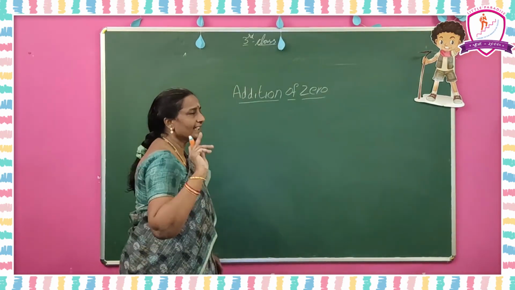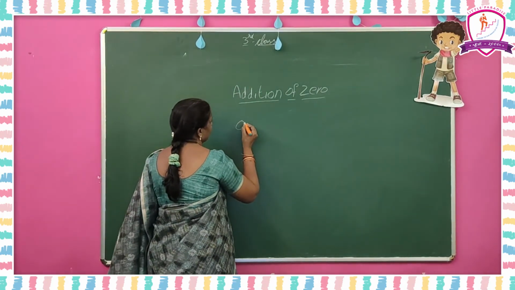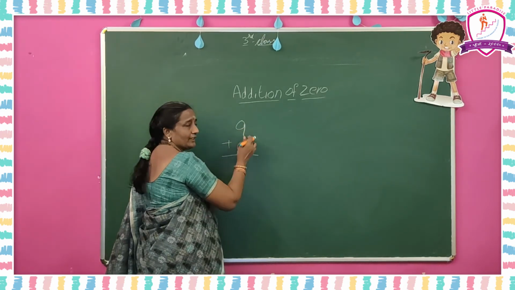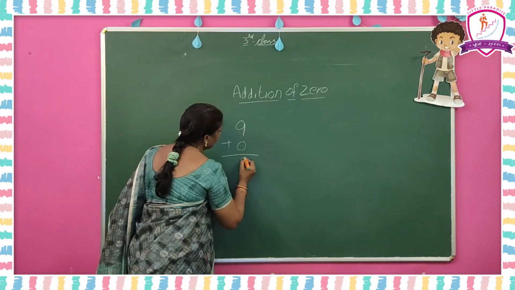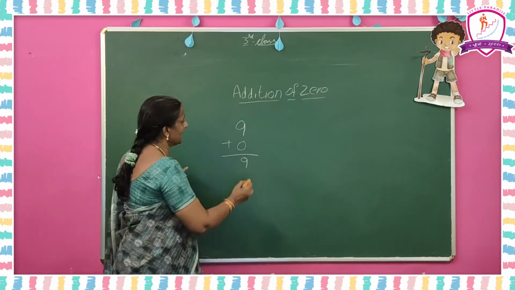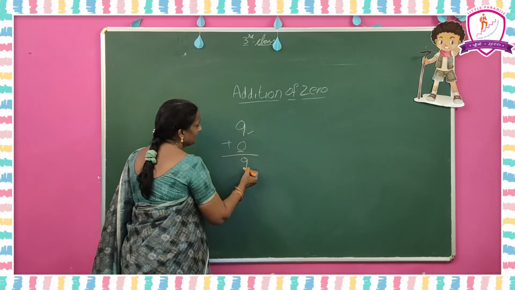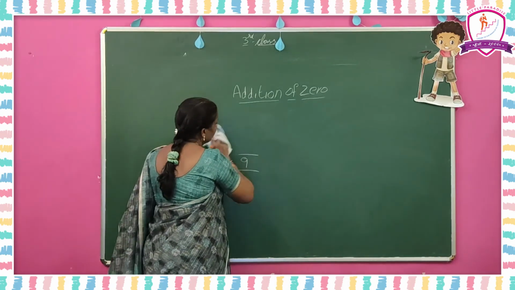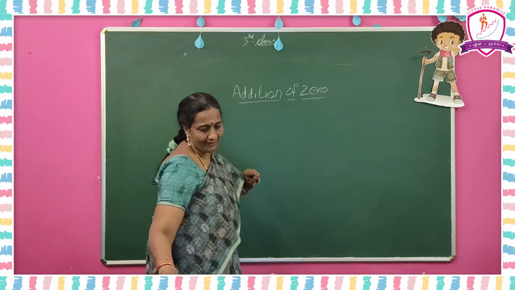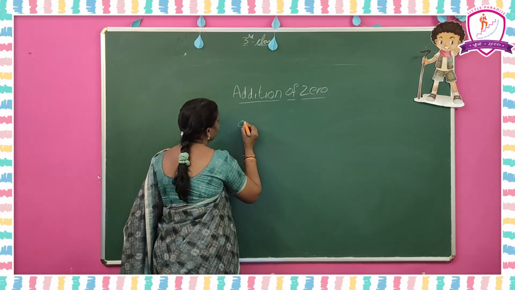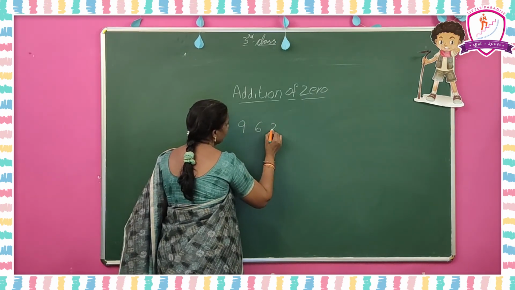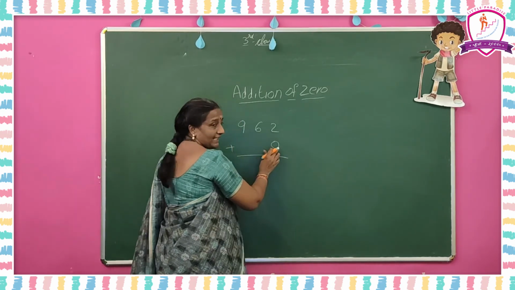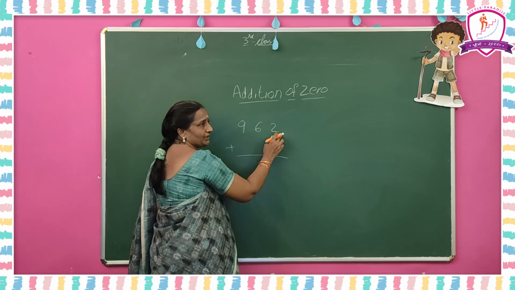For example, take a single digit number, 9 plus 0. We have to add 0 to 9. What is the answer? Again we got 9. That means if we add 0 to any number, the number remains the same. Look at one more example. 962 plus 0. We add 0 to 962.